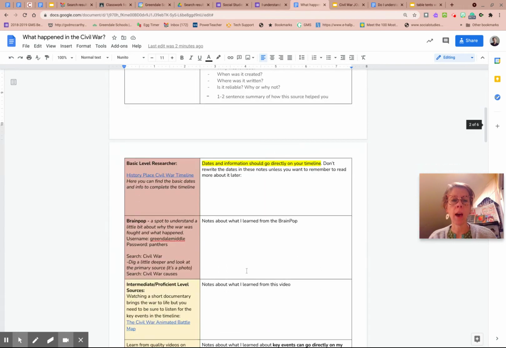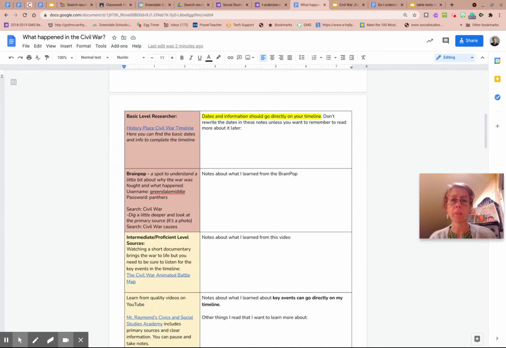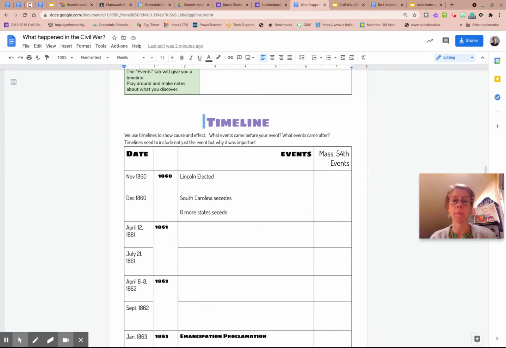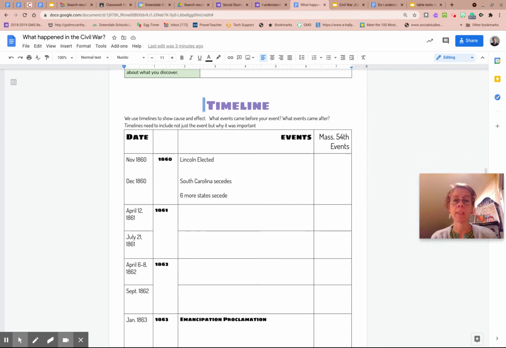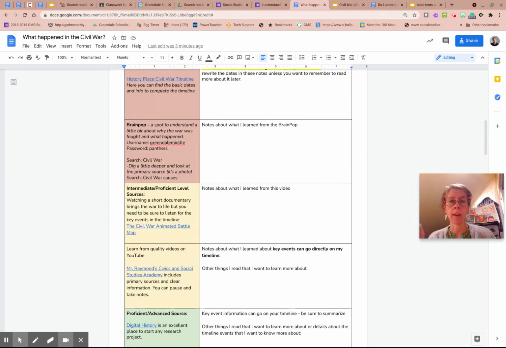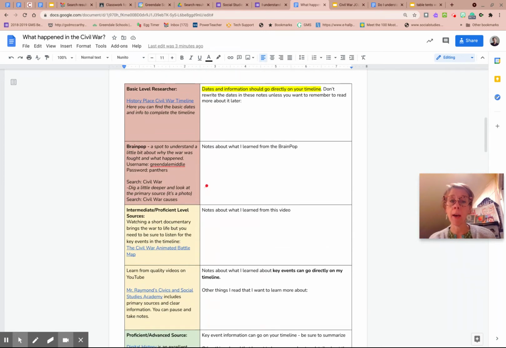So the options are going to go down the left side. It includes a timeline, which is going to get right to the point really quick. Because if you remember what I told you, it says right here, dates and information should go in your timeline. Well, where is that timeline? That's at the end of the document. So I've given you specific dates, and you're looking for information about them. You could also watch a BrainPOP.